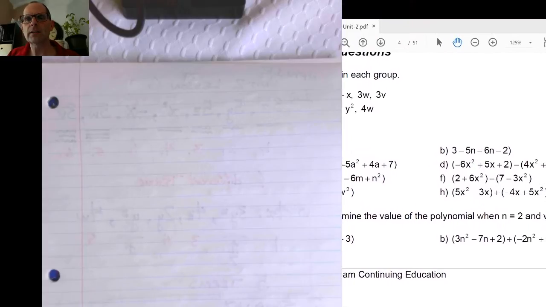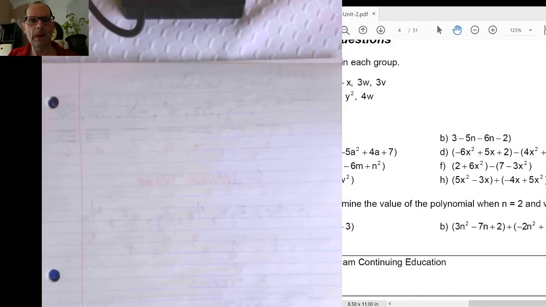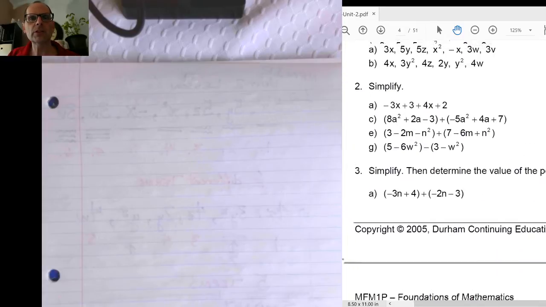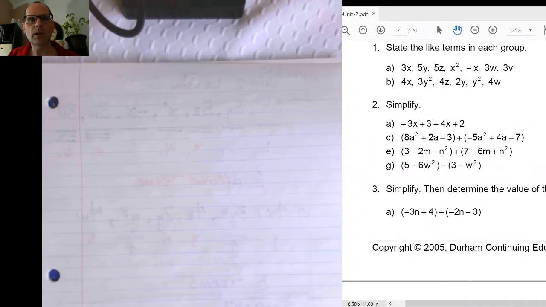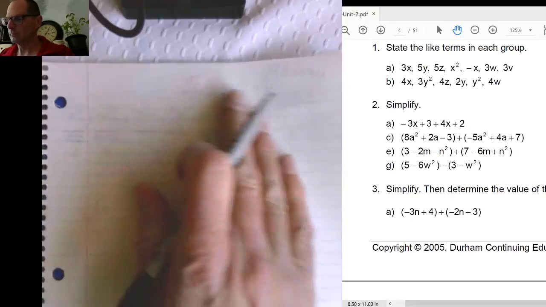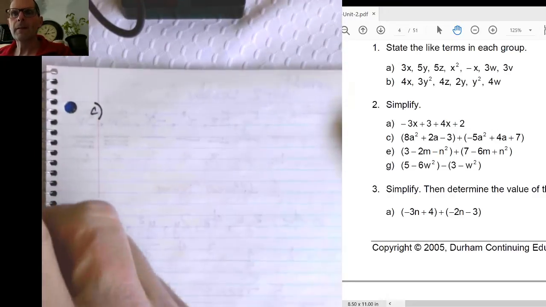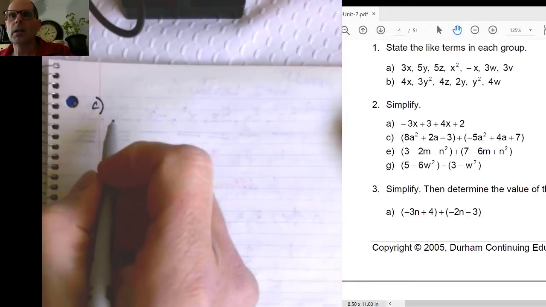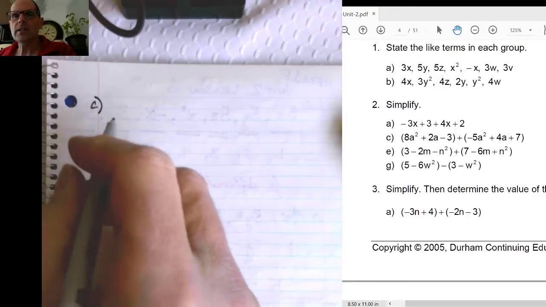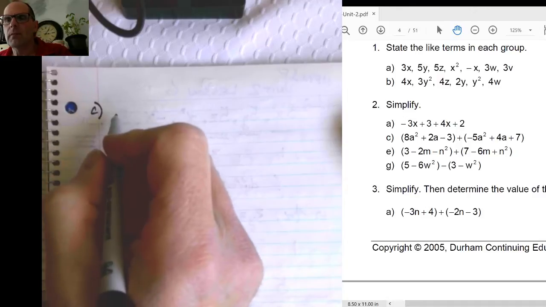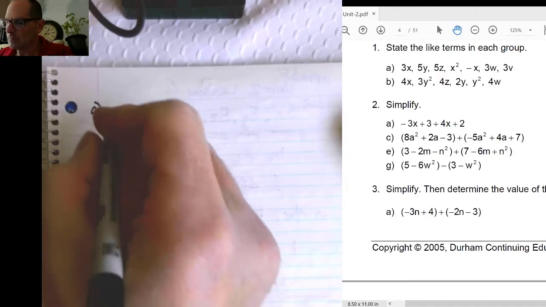And I have to go back to the other page and just reposition that. Part C. Yeah, part C is definitely more of a challenge. Got two large brackets here, okay, with 3 terms in each.